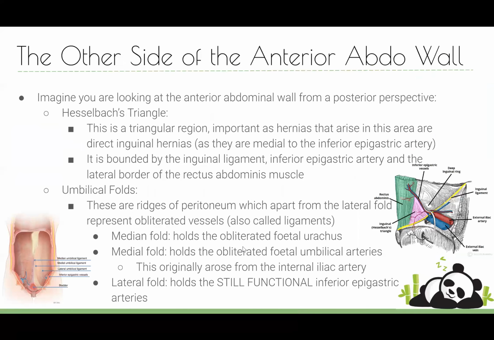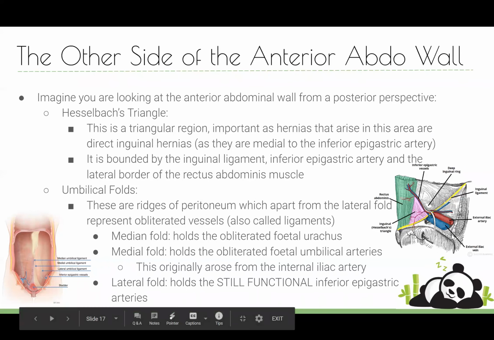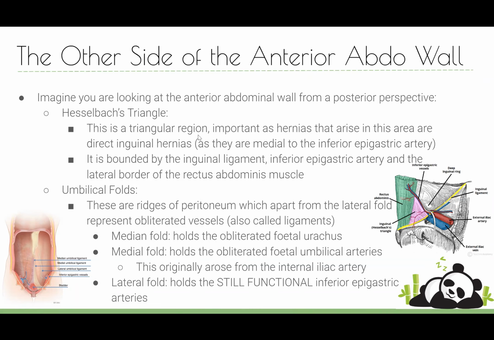Okay. So now we're going to look at the other side of the anterior abdominal wall. I want you to imagine you're basically the intestine looking out. So imagine you were the intestine and you were looking at the front. What you'd see is the back side of the anterior abdominal wall. And one of the most important things on there is Hesselbach's triangle. This is this purple region here in this diagram, and it's important because if a hernia arises going through here, they're termed direct inguinal hernias.